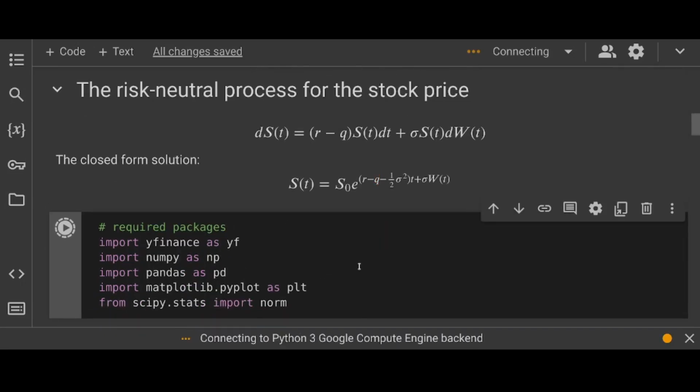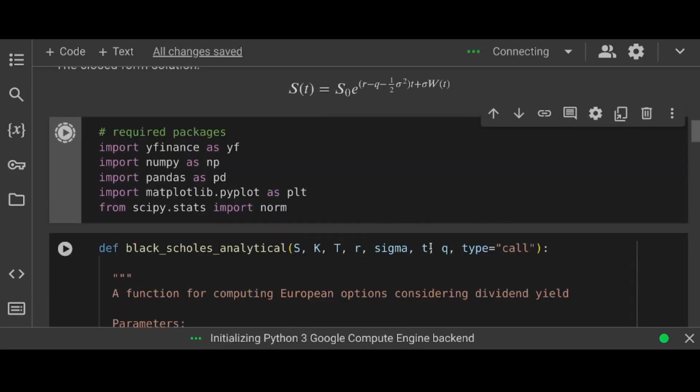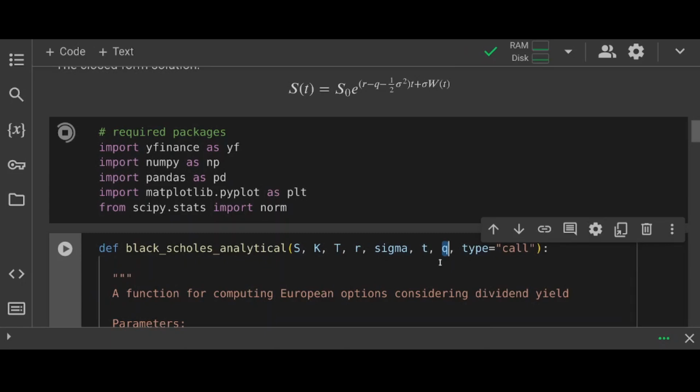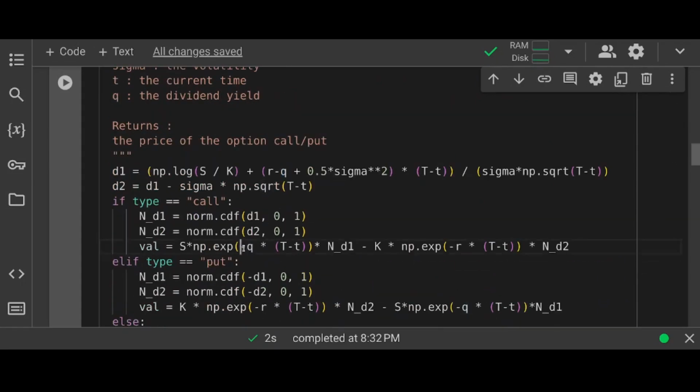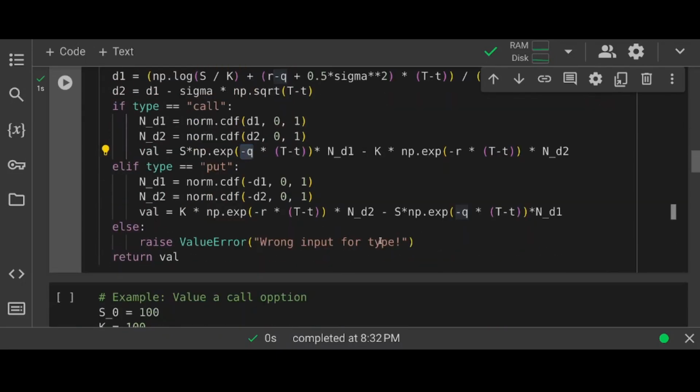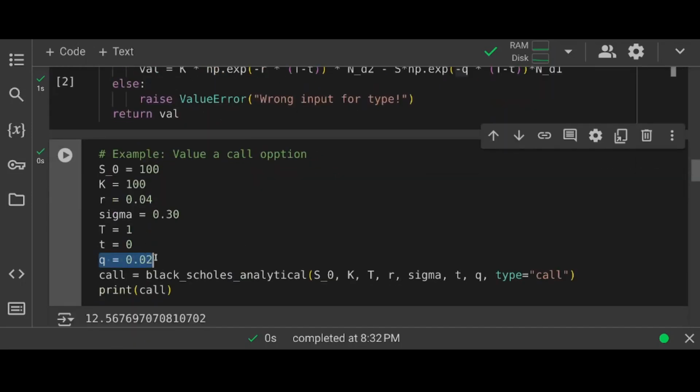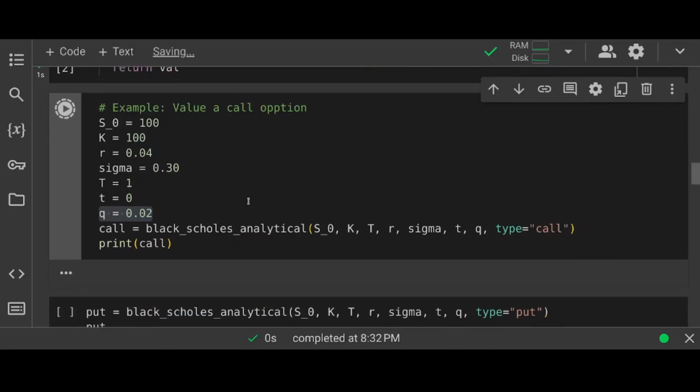We already showed the code in the previous video. Then you can modify the code by adding one additional parameter, which is dividend yield Q. So it will be reflected here in the equation like this one. The other things will be all the same. So we encourage our video viewers to review the previous discussion. So this is an example with the dividend yield 2% with the same parameters as the previous example.